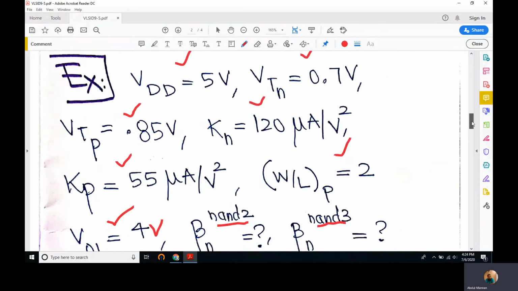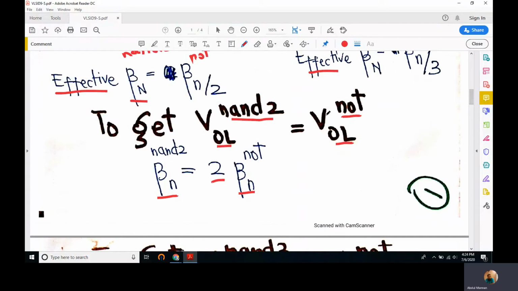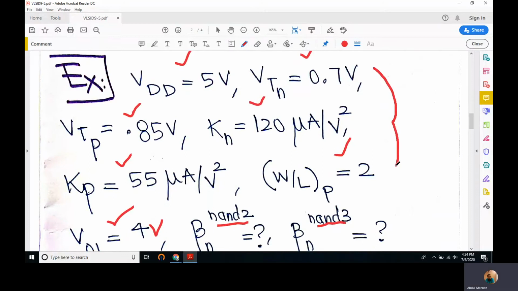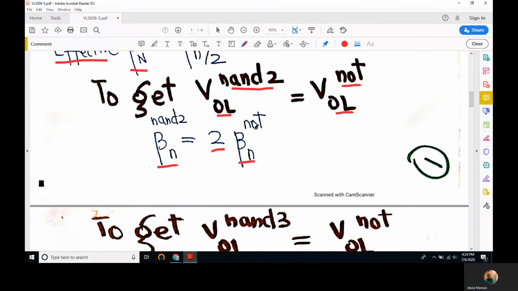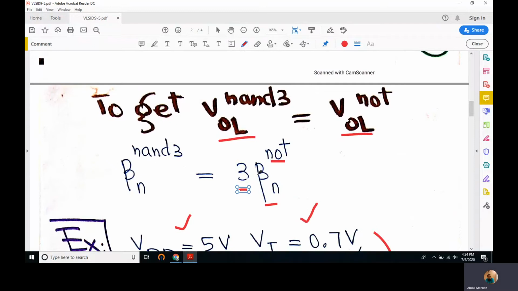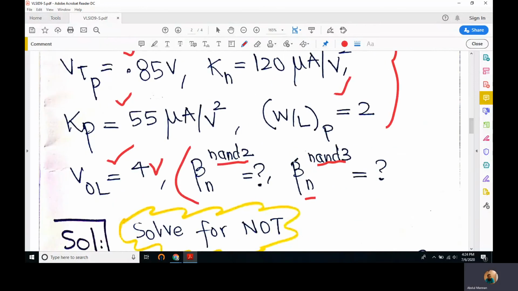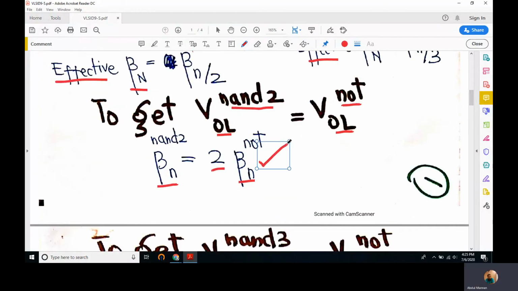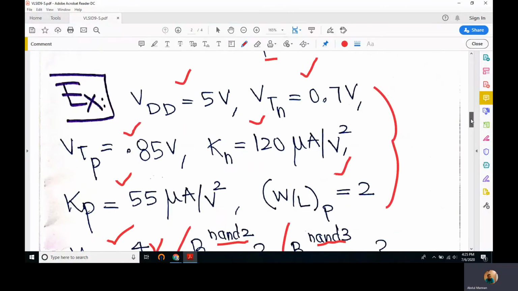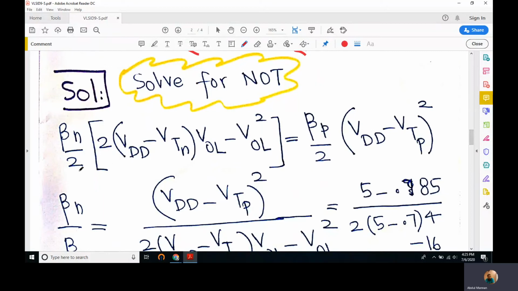We know that if we somehow compute beta n for NOT under these settings, beta n of NAND 2 is straightforward. We should multiply beta n of NOT by 2. And if we multiply this same beta n of NOT by 3, we'll get beta n of NAND 3. So to compute beta n for NAND 2 and NAND 3, we must first know the basic item, that is beta n of naught. If we know this beta n of naught, we can compute these two quantities easily by multiplying by 2 and 3.